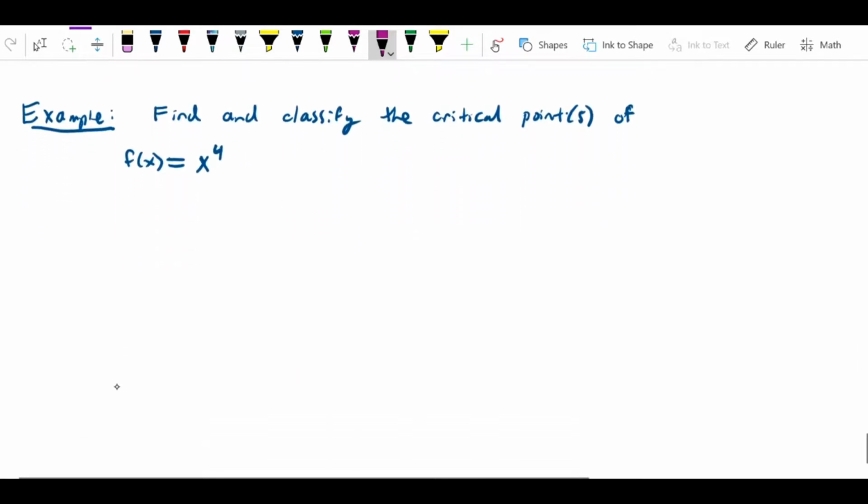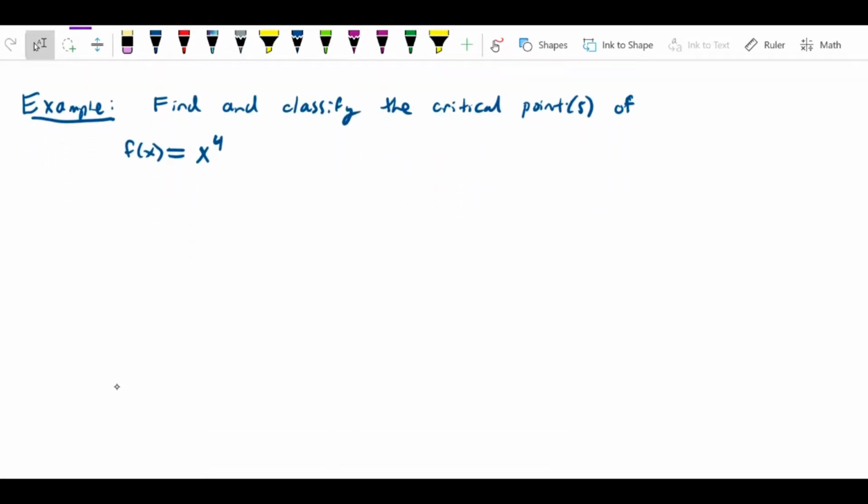This is kind of an interesting pathological case that I like to put up. Let's find and classify the critical points of f of x equals x to the fourth. So we see that f prime of x is equal to 4x cubed. So once again, x equals 0 is the critical point, and it's the only one, because clearly this is defined everywhere, and the only place where 4x cubed is 0 is at 0.